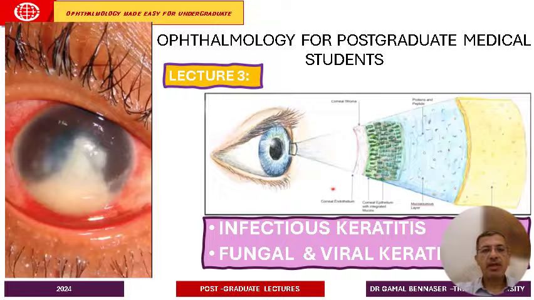In the previous lecture we finished the discussion about bacterial keratitis and some other forms of keratitis, like microsporidial keratitis, pythium keratitis and acanthamoeba keratitis. Now in this lecture we will discuss two important causative organisms of infectious keratitis, that's fungal keratitis and herpes simplex keratitis, or herpes as a general.